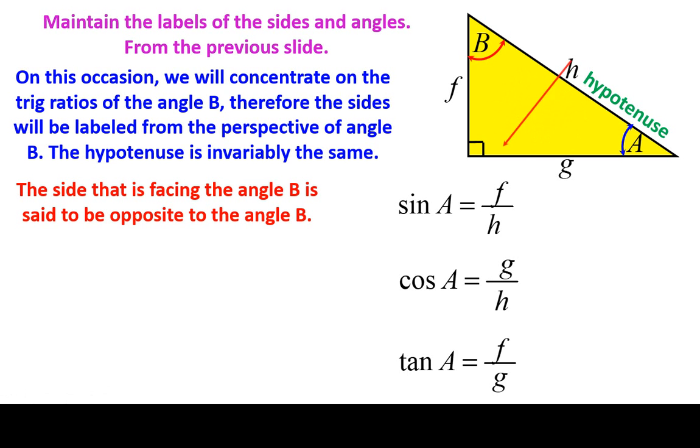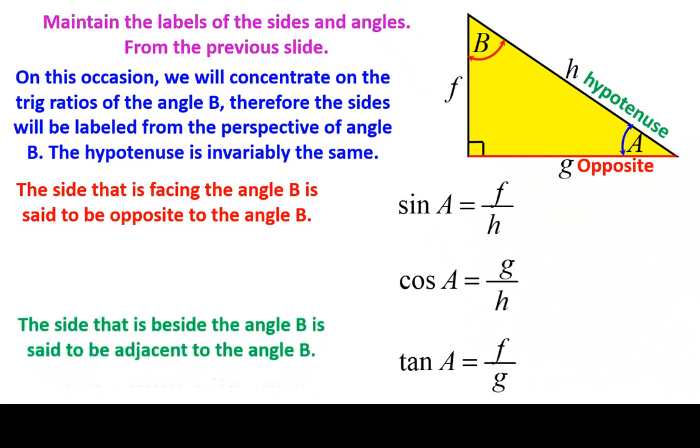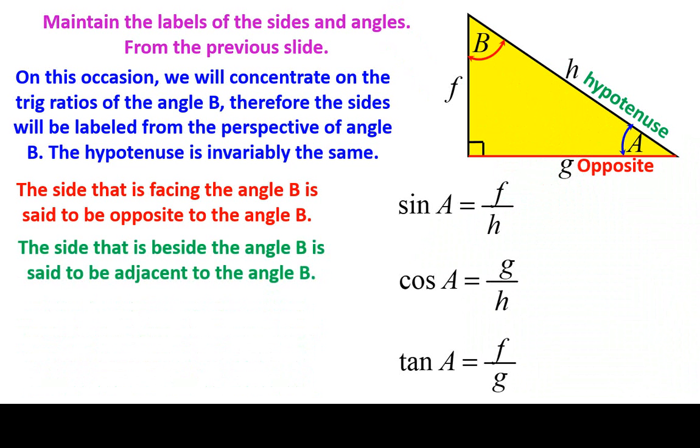We have the side opposite to B, which is the side G. It is opposite to B. The side that is beside the angle B is said to be adjacent to the angle B. Which side is adjacent to the angle B? The one that is beside the angle B.